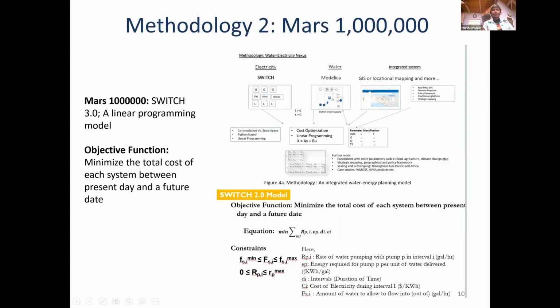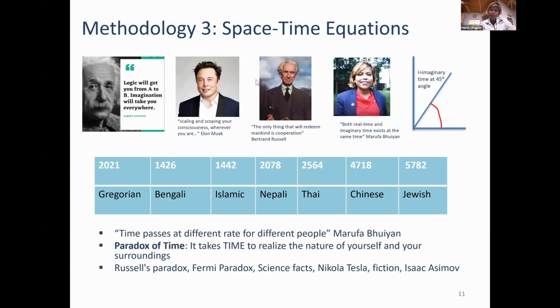The second methodology would be like linear programming. If you look at the problem linearly, you can solve it easily, but life is not really linear, or sometimes problems are not linear, so you have to look at the district level. But the objective is to minimize the total cost of each system between the present day and a future date. So this is another methodology, and the third methodology is basically space and time.